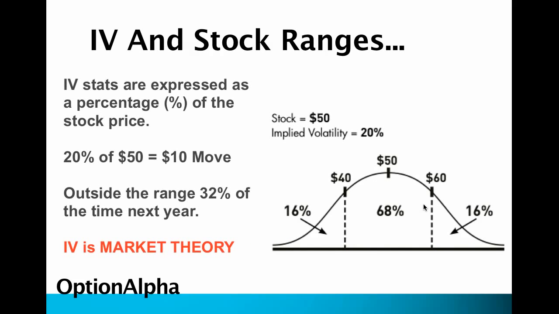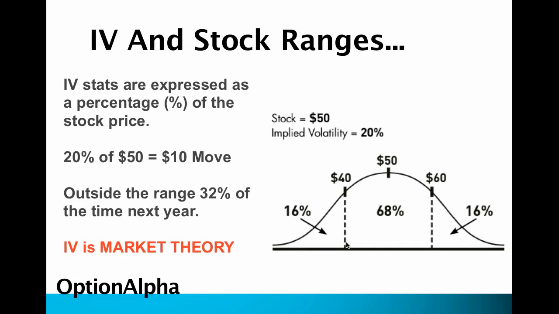So when we talk about implied volatility in stock ranges, we're going to use this example that I have up here. Implied volatility statistics are expressed as a percentage of the stock move. So for example, let's say we have a stock that's currently trading at $50 and we have implied volatility of about 20%. So 20% of $50 is going to equal a $10 move.